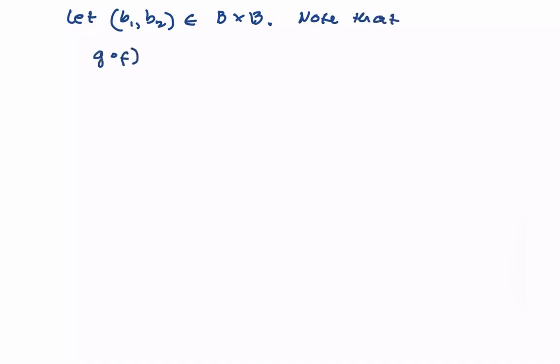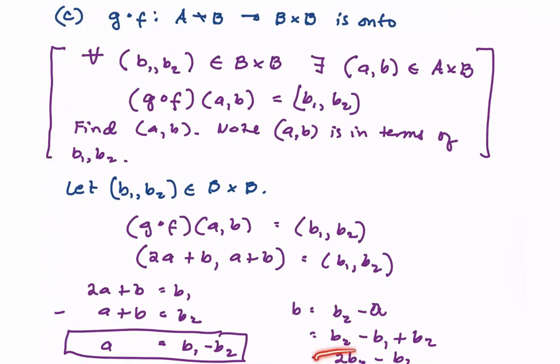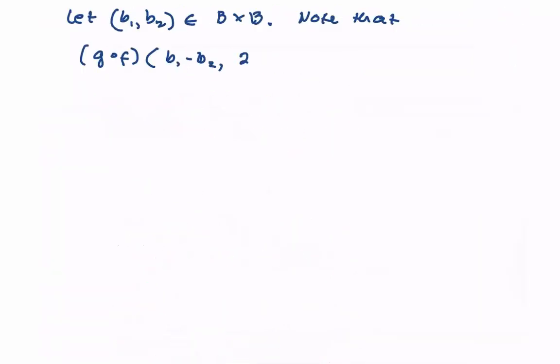So again, let me start with let B1, B2 be elements of B cross B. I will just say that. So note that G circle F of, what is our A again? B1 minus B2. And then my B is 2B2 minus B1. I will show that it will be equal to B1, B2.